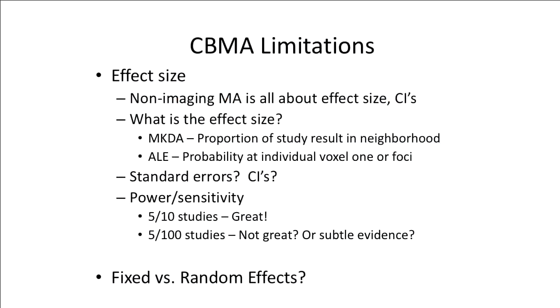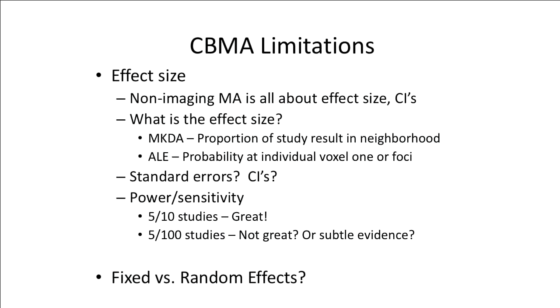Okay, so what are the limitations of this? This is a coordinate-based approach. Well, one of the challenges is effect size. So again, to go back to traditional clinical trial meta-analyses, it's all about getting an effect size with a measure of uncertainty, a point estimate with a confidence interval. And there's no question about the effect size. We'll say in MKDA it's a proportion, in ALE it's some sort of probability, but we don't have an equivalent notion of standard error or uncertainty.